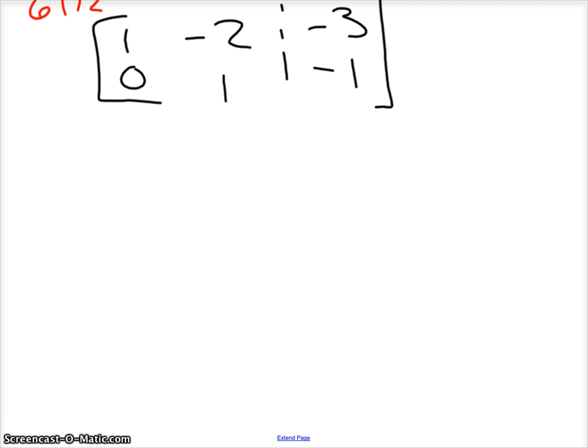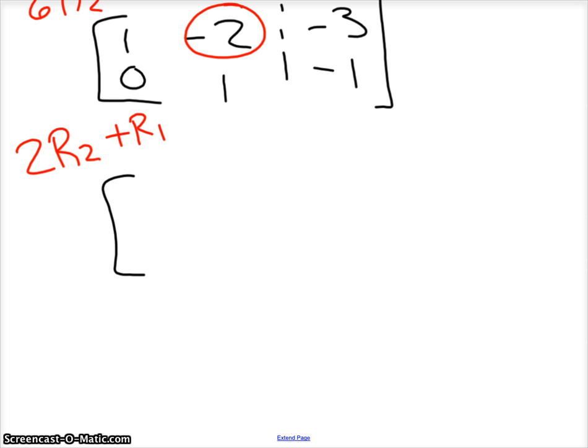Next step is to get this -2 to become a 0. To do that, we're going to multiply the second row now by its opposite, which is 2. So we're going to do 2 times the bottom row and add that to the top row. Since we're now changing the top row, our bottom row is going to stay the same. So I'll write in the 0, 1, and -1.